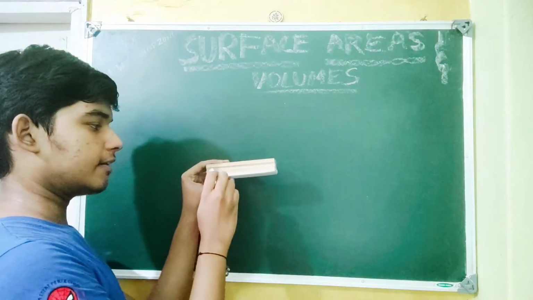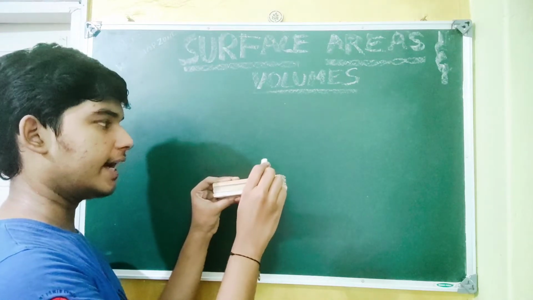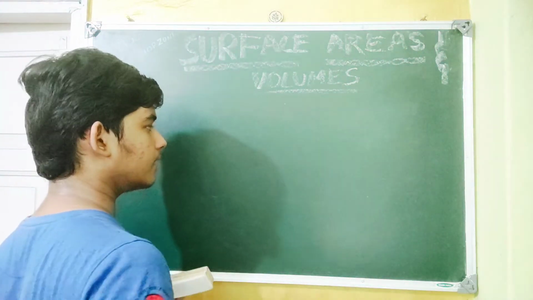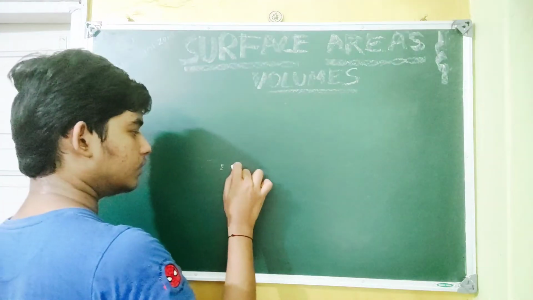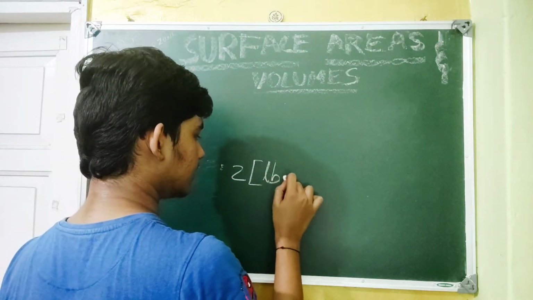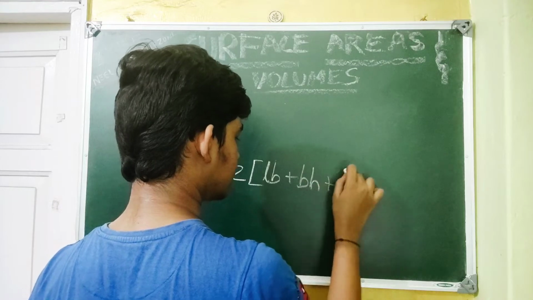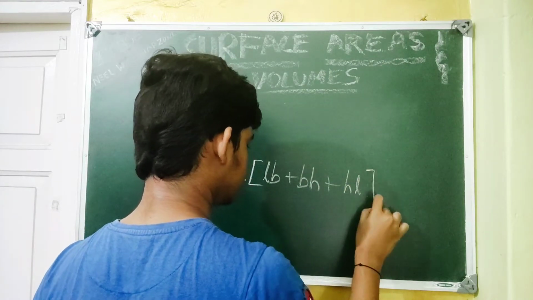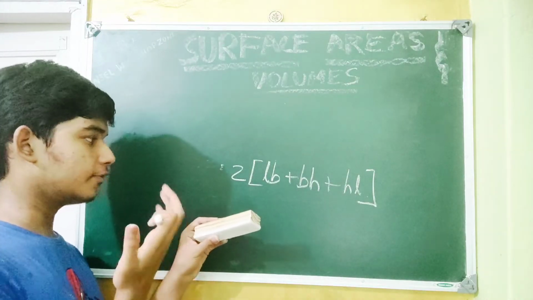Now in a cuboid you have the length, the breadth and the height. So to get the formula, the formula would be 2 into length into breadth plus breadth into height plus height into length. So this will be the formula for finding out the surface area of a cuboid.